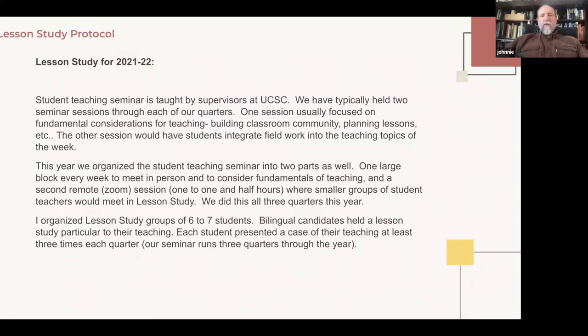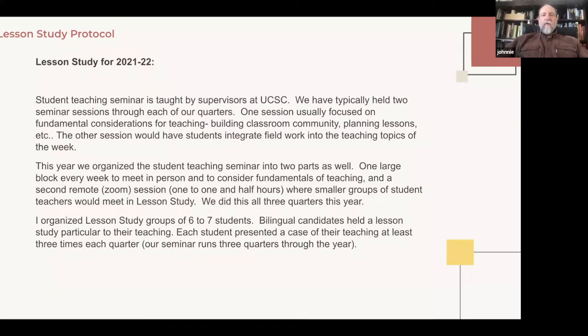And these sessions were usually 1 hour, sometimes 1.5 hours, where small groups of student teachers would meet in lesson study. And the 1.5 hour sessions were more awkward than the 1 hour sessions. The 1 hour sessions were really worthwhile. And in those sessions, half an hour would be devoted to one student teacher, the other half hour to another student teacher, and it was their time from the start to the finish.